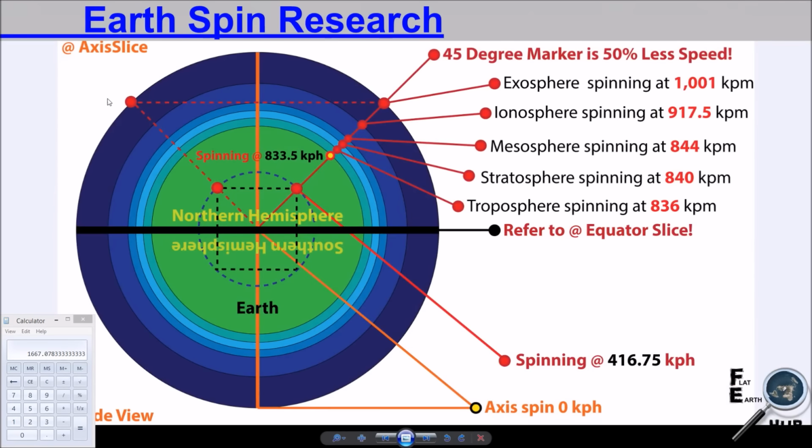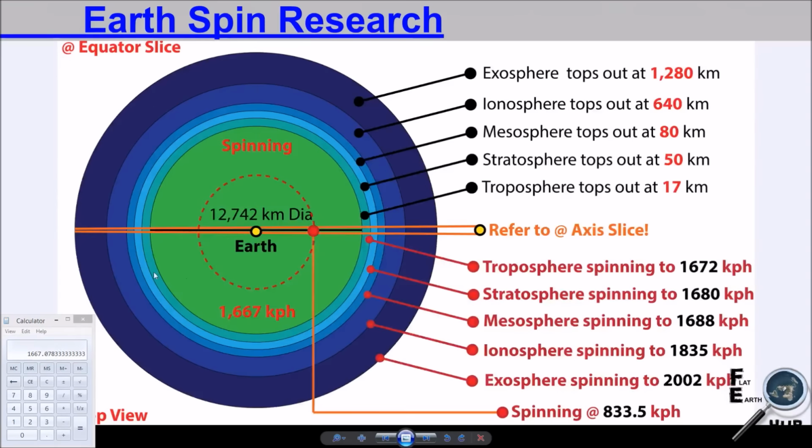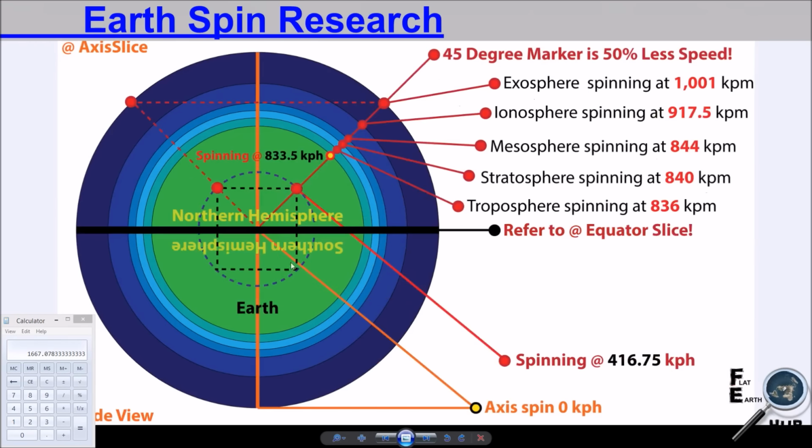So this next one here, you can see this orange line. It's just referred to as the axis slice. So we go over to the axis slice, and this is cutting the planet straight down the middle, from the pole at the top to the pole at the bottom. We've got our northern hemisphere this side, southern hemisphere this side.